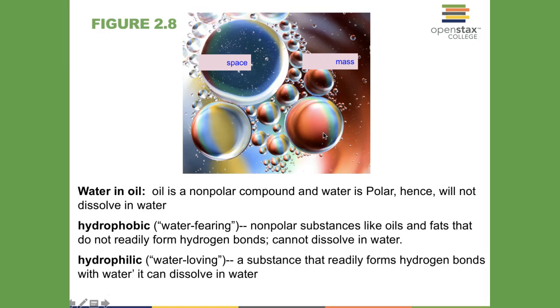Hydrophobic means water-fearing. Hydrophilic means water-loving. A substance that readily forms hydrogen bonds with water can dissolve in water as well. These are very important terms to understand, because when we get to talking about the cell in chapter 4, your plasma membrane has both of these features. It is hydrophobic and hydrophilic at the same time. Yes, I did say it is hydrophobic and hydrophilic at the same time.